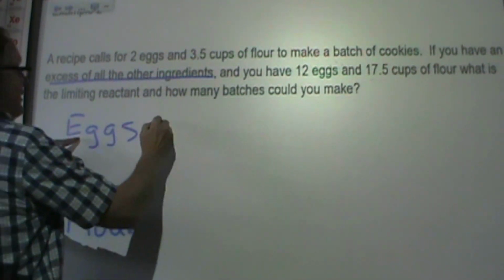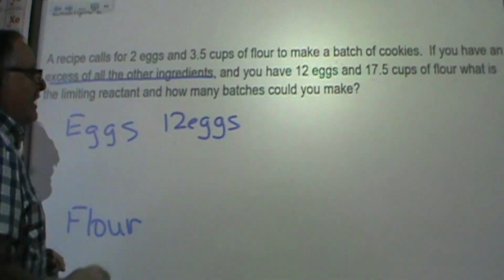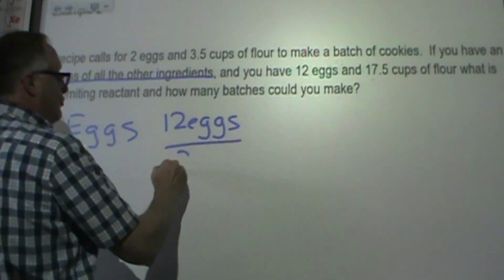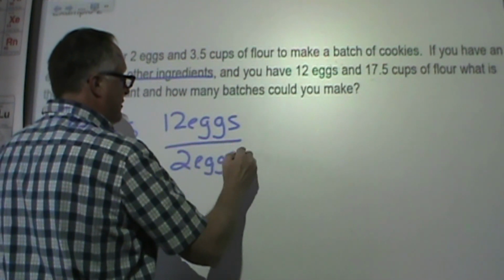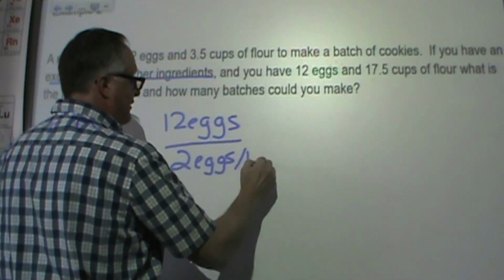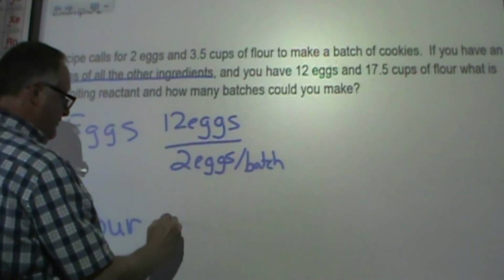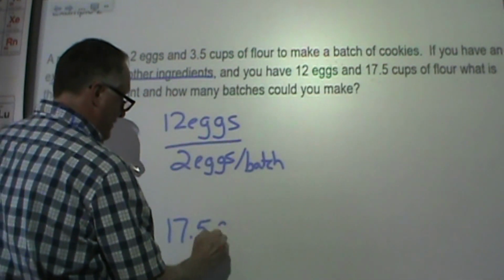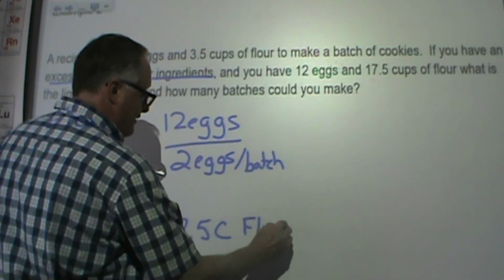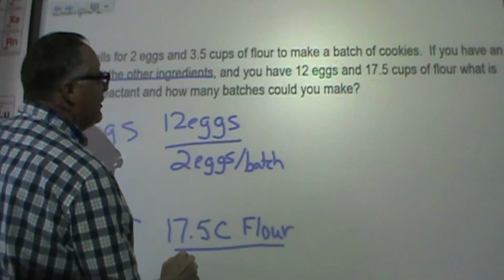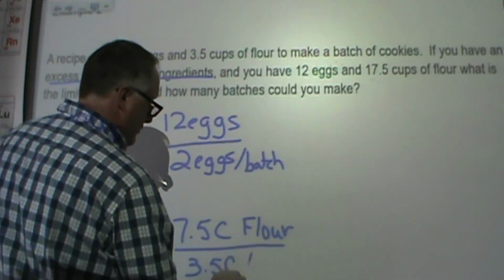And I have 12 eggs and I need 2 eggs per batch. And I have 17½ cups of flour, and I need 3½ cups per batch.